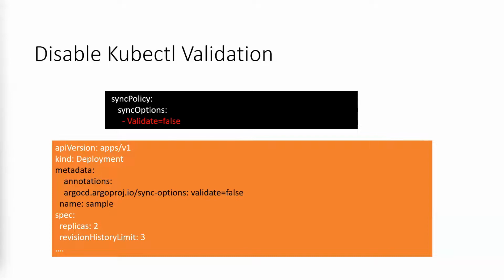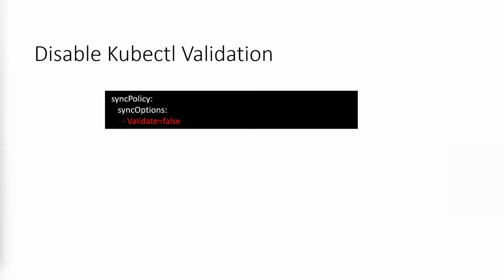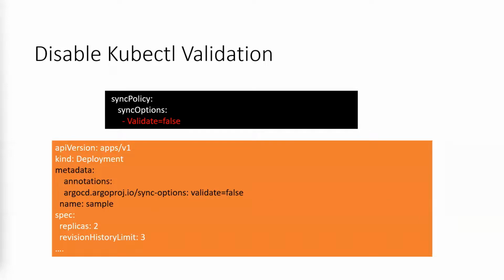Okay. One is, as we saw, prune can be done with the application level sync option. But if we need any exceptions, you can use prune equal to false in the particular application or particular resource manifest. The same way for kubectl validation: self-healing will be helpful for us, but in some cases we need to avoid such things. In that case, you can add an annotation that says validation false, or validate should be false in the sync option. You can add it on the application level.